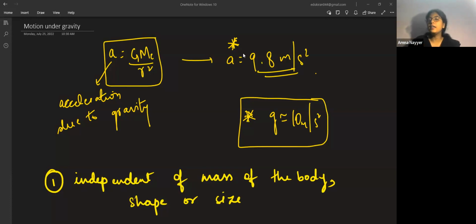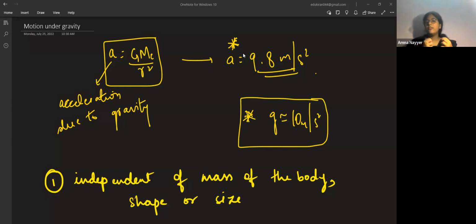Under motion under gravity, the different thing that we study is that gravity acts and acceleration becomes your acceleration due to gravity, which is 9.8 meter per second square, which we can round off if needed as 10 meter per second square. This is what we take. Apart from this, we had studied the sign convention. Today we'll be studying relative velocity also.